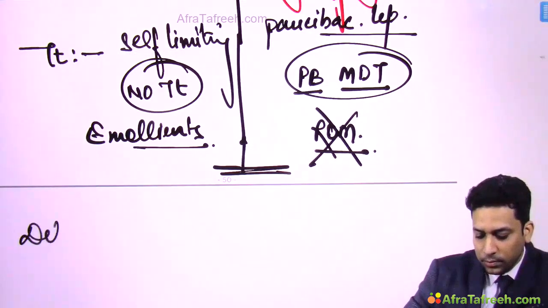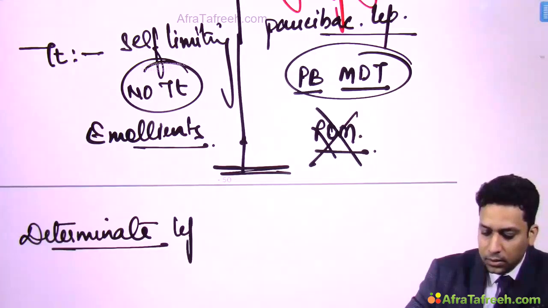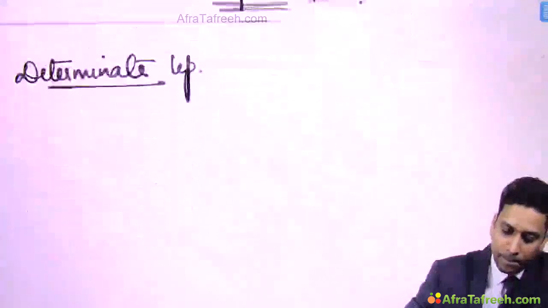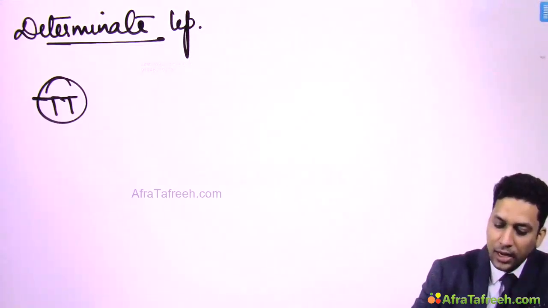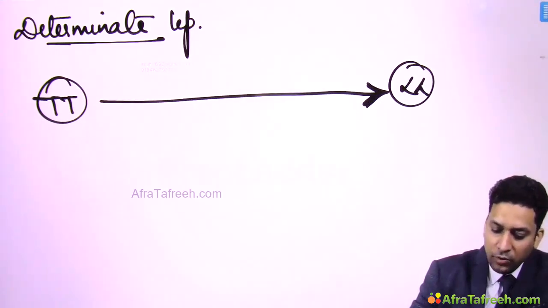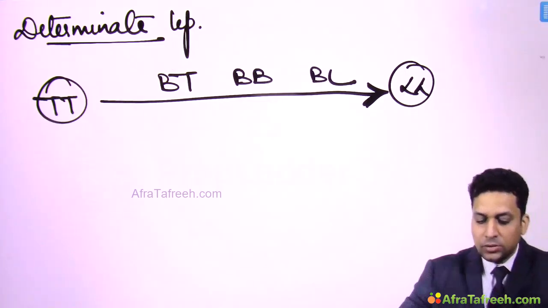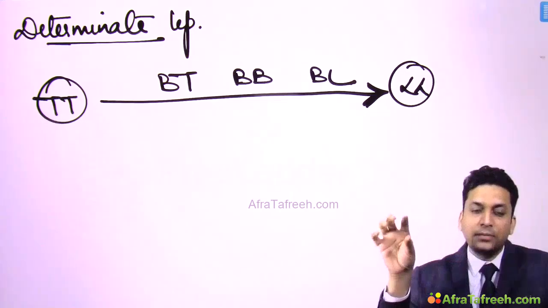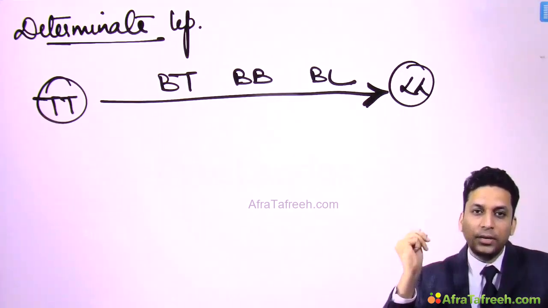Let us move on to determinate leprosy. I already told you determinate leprosy have stable poles like tubercular and lepromatous, and as we move towards lepromatous pole, you will find in between there are borderline unstable types like BT, BB, BL. So these are different types of determinate types of leprosy, that is TT, BT, BB, BL and LL, that is tubercular, borderline, borderline, borderline lepromatous and lepromatous.